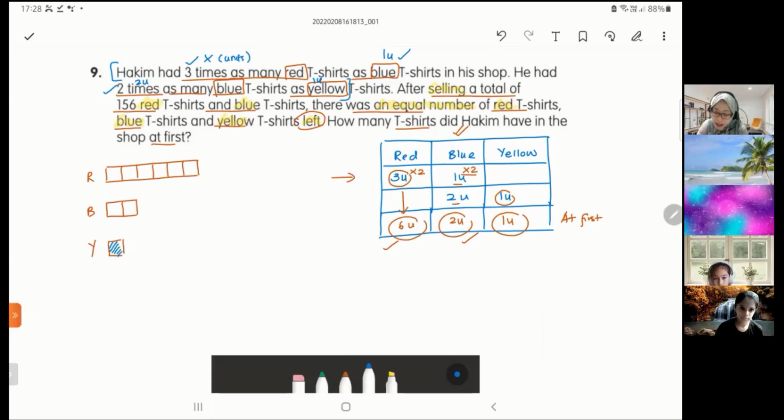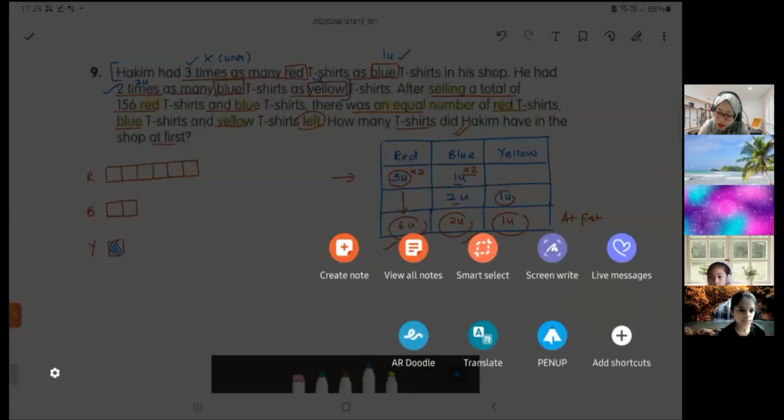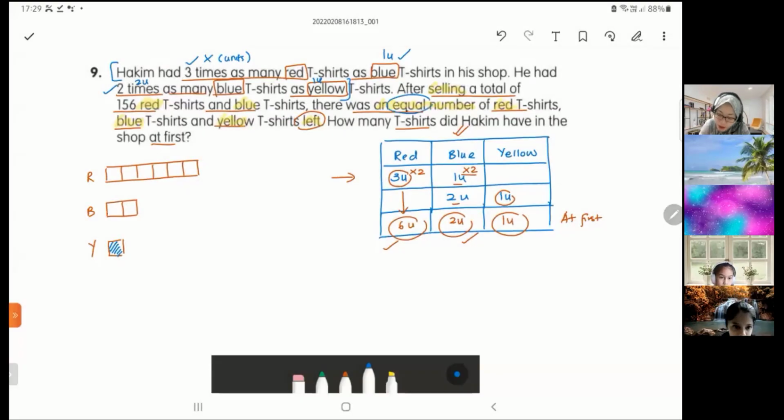Then they say in the end, they have an equal number of red, yellow, and blue t-shirts left. So if yellow is 1 unit left, my blue is also 1 unit left. My red also 1 unit left. Understand? Because they say equal number left. So all these are all my leftover. All these here, they are all equal.